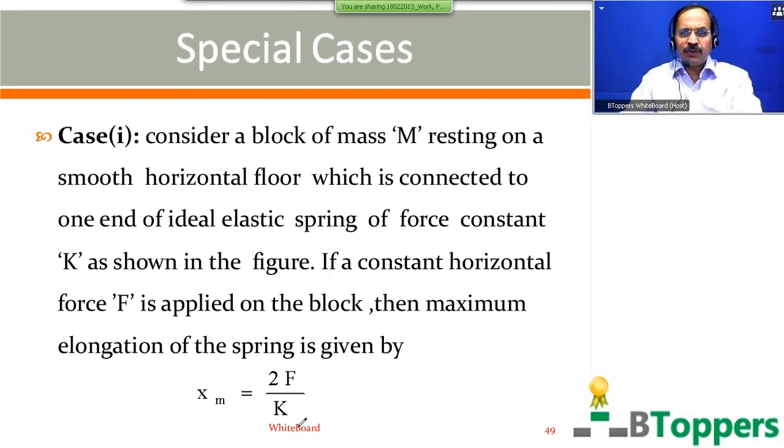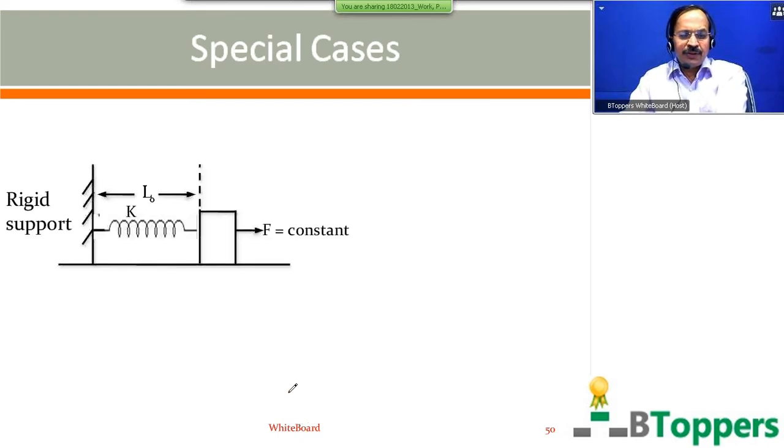So in case you need more time to copy this conclusion, you can take a pause. I am going to show you the working for this conclusion. So this is a diagram here where the spring has a natural length L0 at the initial position and a constant force is applied on the block when the spring is initially unstretched.